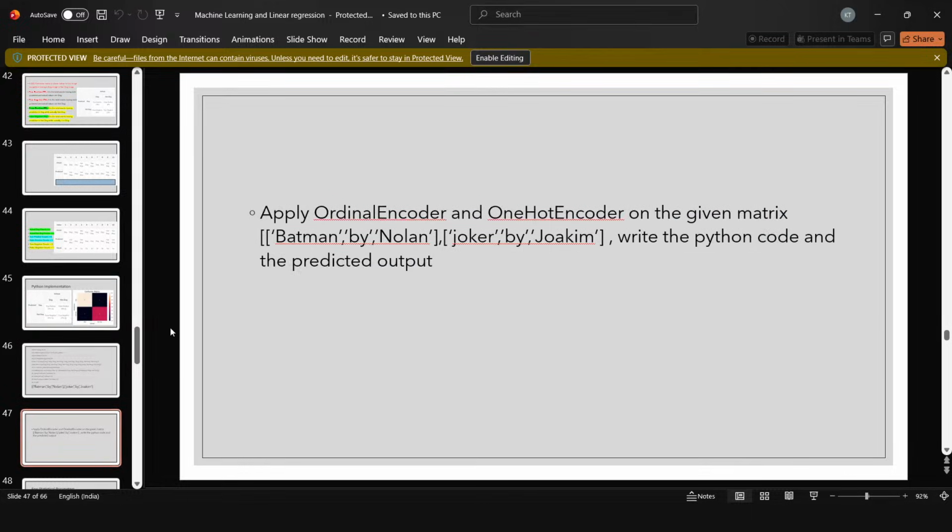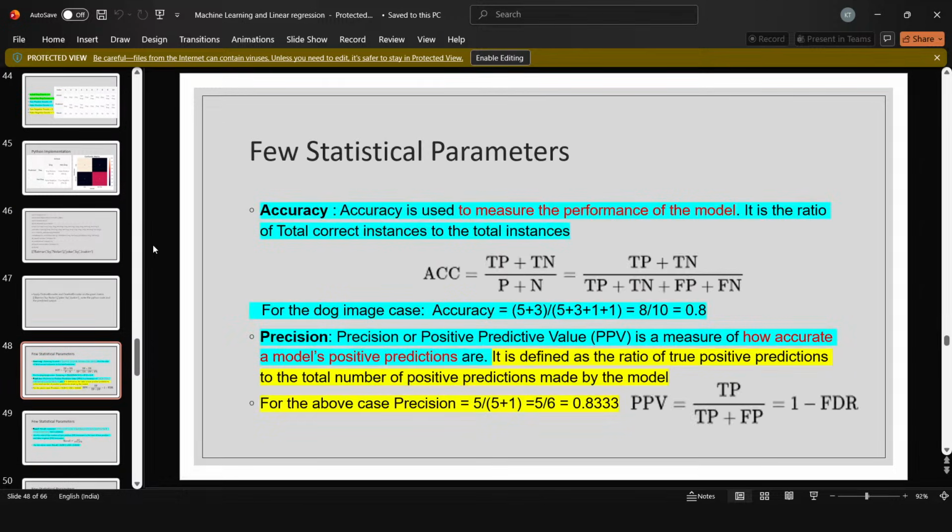And this is another code. We'll come to ordinal encoders. We will cover all the codes in the final segment, so just wait for it. I am skipping it for now.